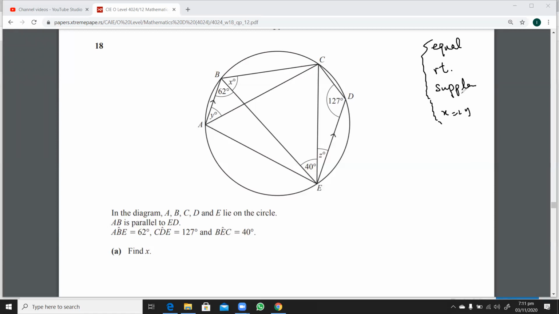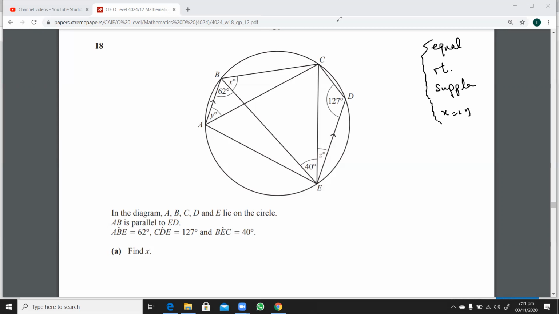Now the supplementary thing, that is the angles of a cyclic quadrilateral, maybe angles in opposite segments, or if you have parallel lines, you have angles between the parallel lines. And this is clearly the angle at the center is twice the angle at the circumference. Okay, now I have to find this x, y, z.